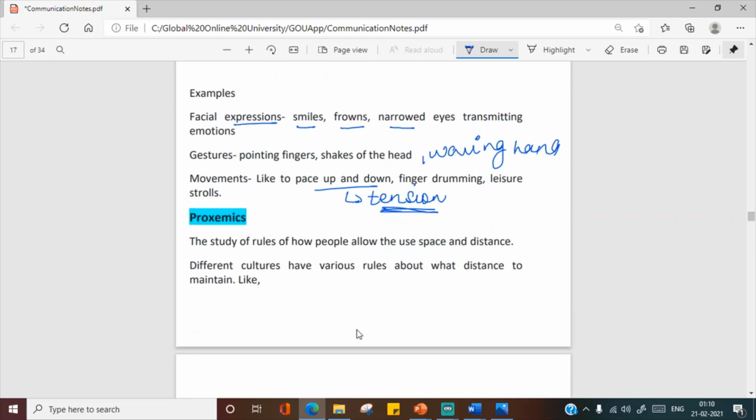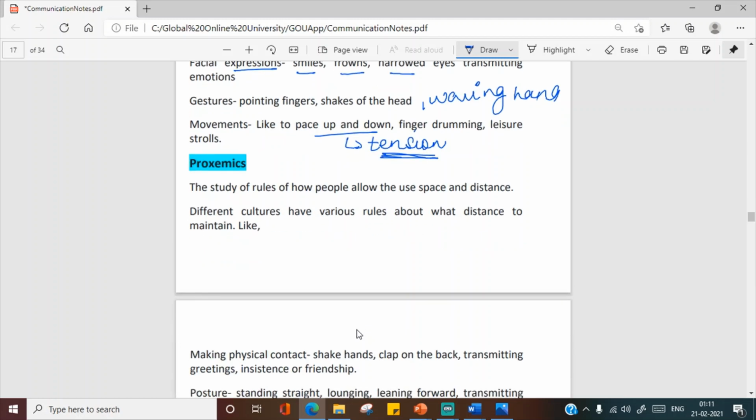The next type of non-verbal communication is proxemics. Proxemics means space and distance. When you are talking to your friend, your best buddy, your childhood buddy, it is likely that when you two sit next to each other and watch a movie, you will sit close to each other. But if you are sitting on a public bench with a stranger, you are going to sit far away. You are not going to be very close.